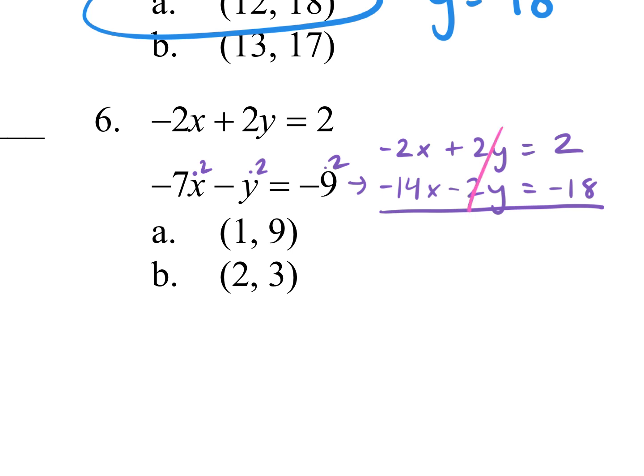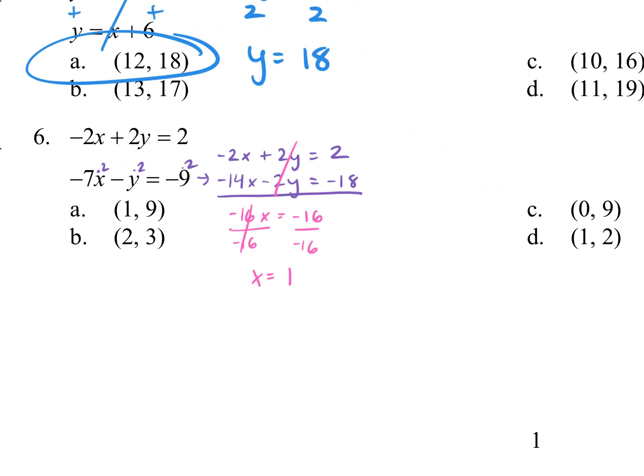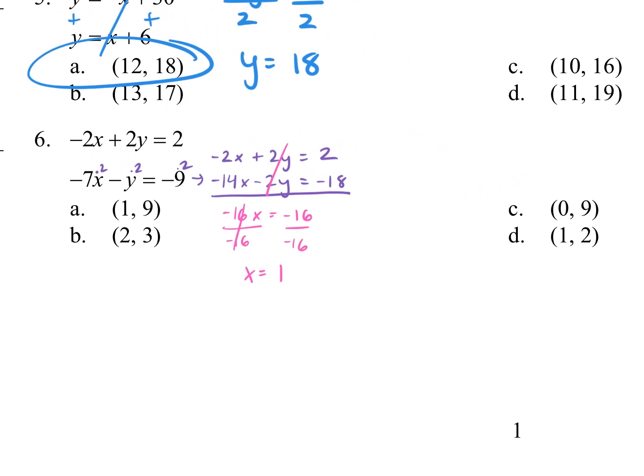Yep, so they cancel. Negative 2x minus 14x would be negative 16x is equal to negative 16. Divide by negative 16. So x is equal to 1. Which one of our answer choices say that x is 1? A and D. So we'd have to plug it back in to see what y is going to be. So we have negative 7 times 1 minus y is equal to negative 9. We can add 7 to move it to the other side. So negative y is equal to negative 2. So y is equal to 2. So that would be answer choice D.